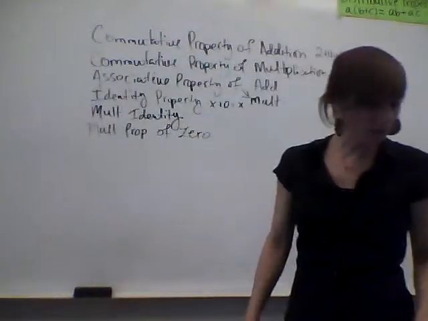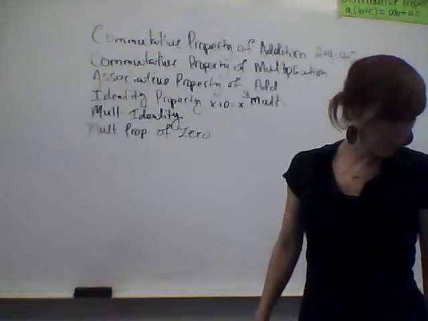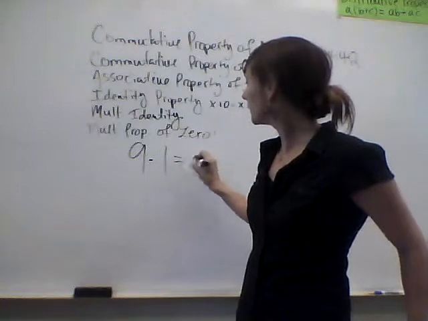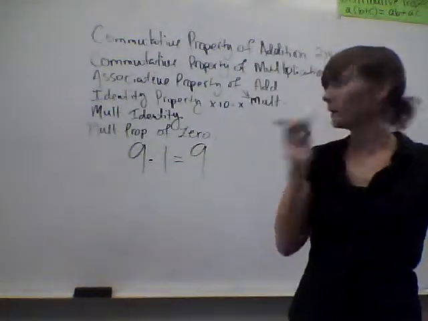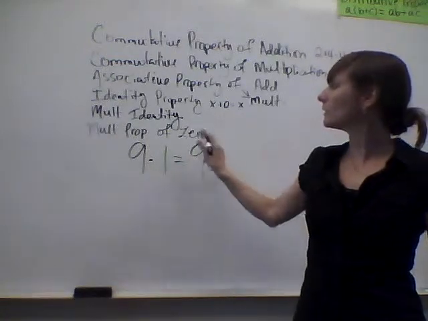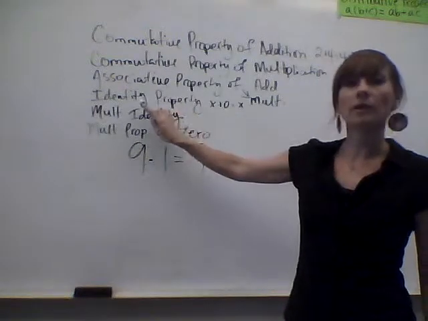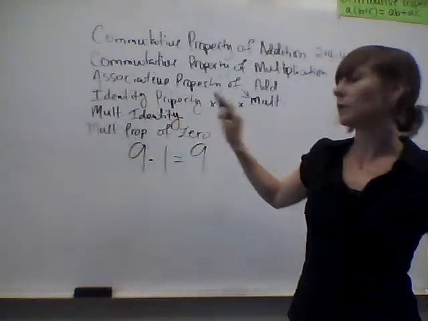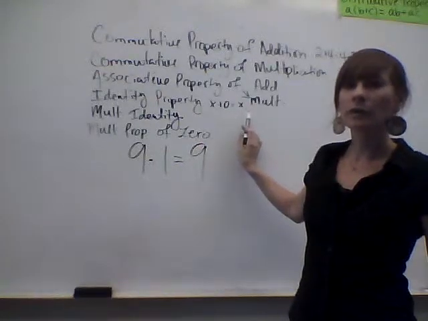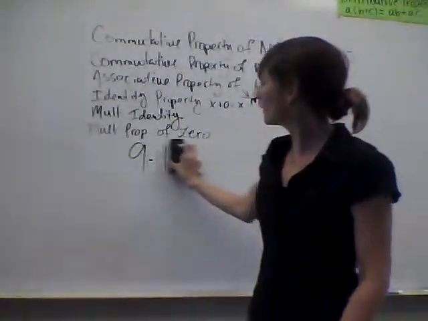Okay, the multiplicative identity, I'm going to give you an example of that. So that would be something like 9 times 1 still equals 9. That is the multiplicative identity. Any number times 1 still equals itself. The other identity property is just the identity property, and it's just 0 getting added to any number or exponent, or variable, is still that number or variable. Okay?